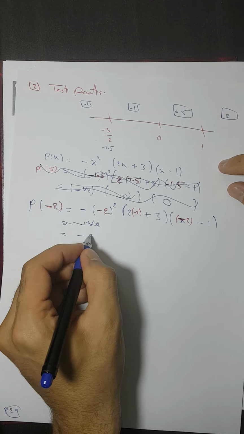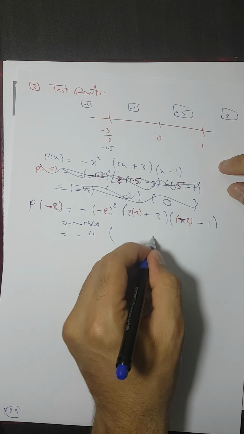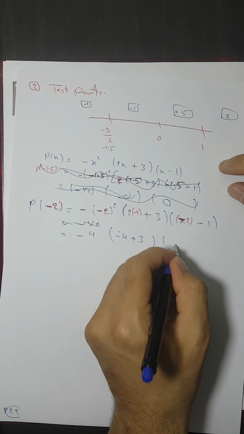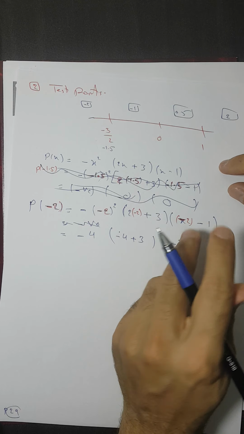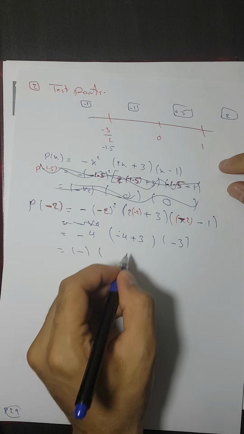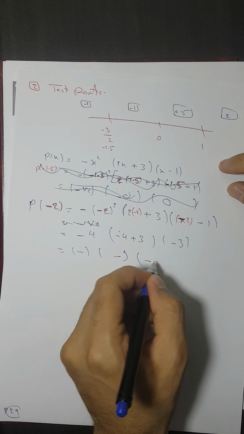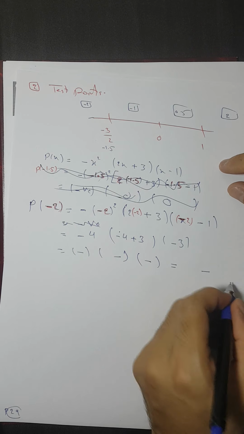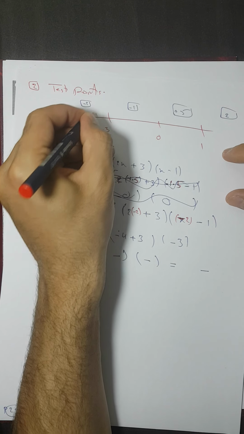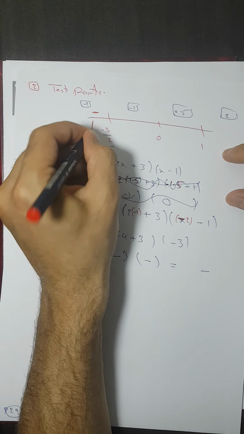You can write it down. The first factor: 4, we have a negative, so I get negative. I get what? -4 plus 3 is -1, and -3 because -2 minus 1. Now negative, negative, negative. Finally I get what? I get negative. So here is what? Here it's negative and decreasing. Okay.